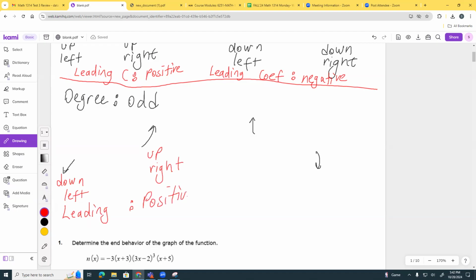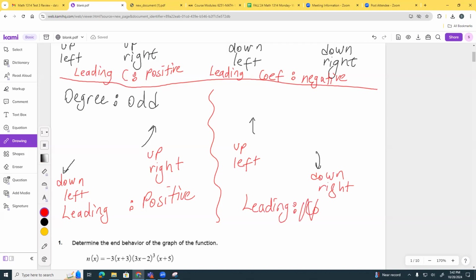I try to put the positive ones together in one line so it makes sense. It's going to be up on the left, down on the right, if the leading coefficient is negative. So there are two questions about this on the test. If you don't memorize these four rules, you're going to miss both of these two questions.